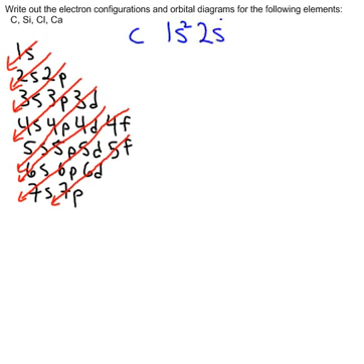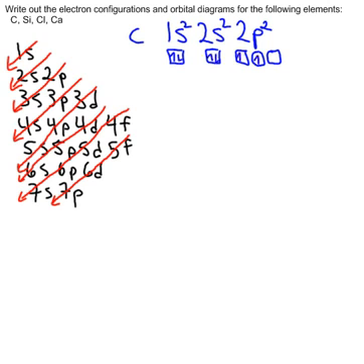Then you move to the 2s, and it holds 2, so that's a total of 4. And then we're on to the p's, which can hold up to 6, but since we only need 2 more to add up to 6 electrons, we are done. To draw the orbital diagrams, or box diagrams, you draw a box underneath each of these orbitals, which represents their orientations. So since S's only have one orientation, you only draw one box, and since P's have 3 orientations, you draw 3 boxes. And then you fill in the electrons like so: 1 up, 1 down, 1 up, 1 down.